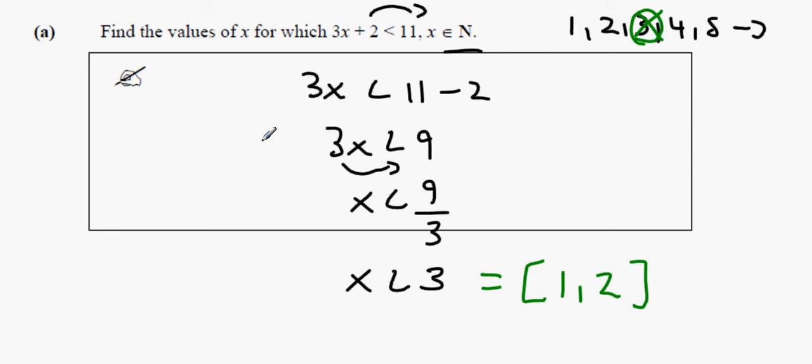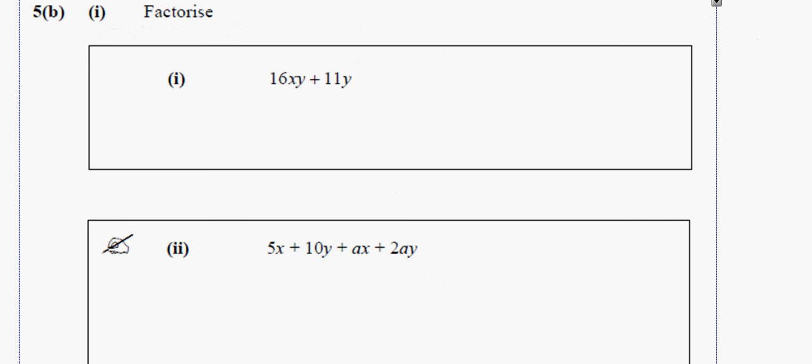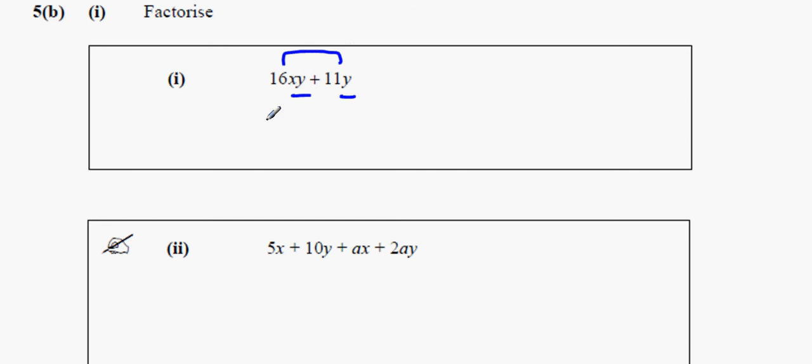Next question here. Factorize. Now to factorize for these questions, what we're going to do is look to pair them up and take out what they have in common. They have a y in common, so it's going to be y into 16x plus 11.